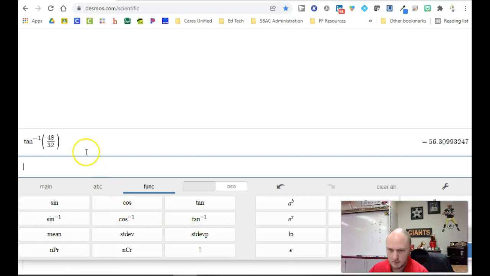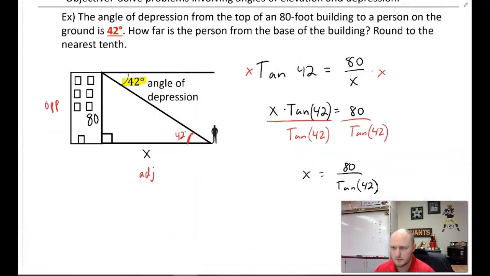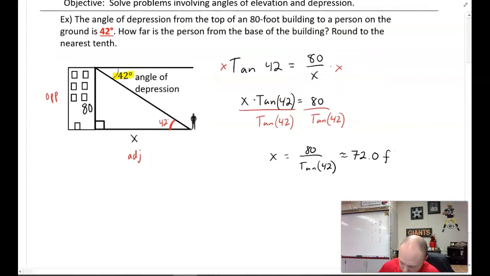So 80 divided by tangent 42. And that is 72.0. So approximately 72.0. Units, we're talking feet? Is this feet? Okay. Feet. So the person is about 72 feet from the building.